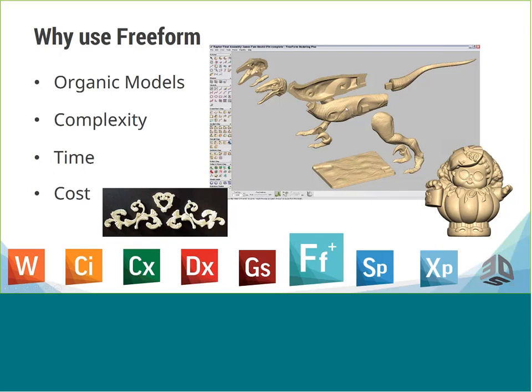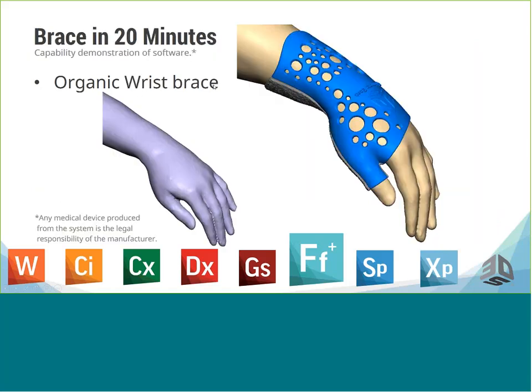Additionally, it's pretty awesome to model a dinosaur and then add manufacturing parting lines in the same application. Today I'm going to be demonstrating how to create a wrist brace. My start point is going to be CT mesh data, and I'm going to take that all the way to a completed product in about 20 minutes. So let's go ahead and get started.